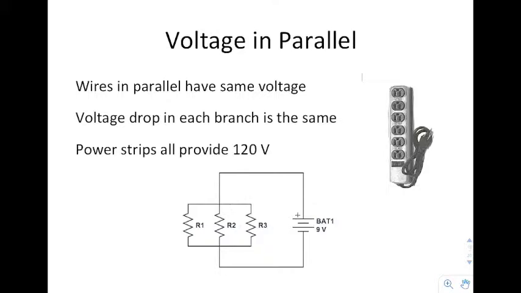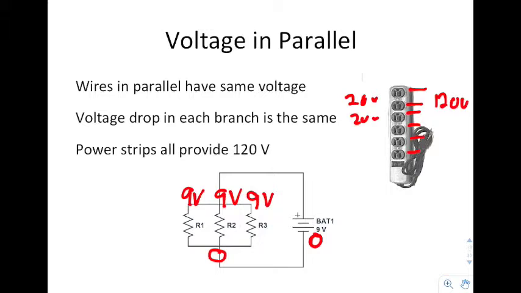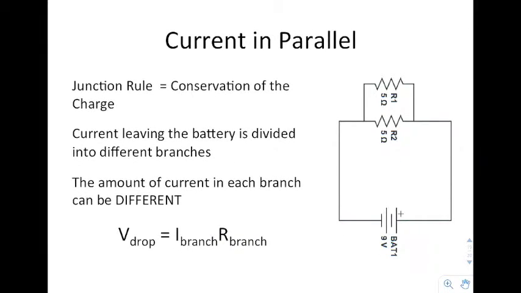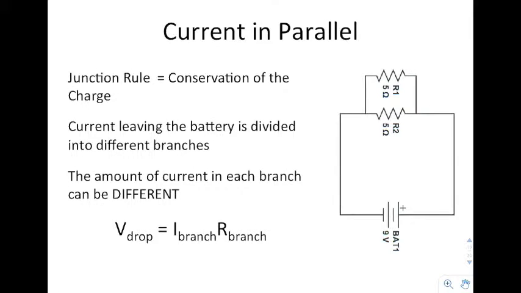So in other words, because I have 9 volts here, I have 9 volts here, 9 volts here, and 9 volts here, all of them have to be 0 at the end because the other end of the battery has to be 0. So because of that, each one of these plugs provides 120 volts, not 20 volts each dividing the 120 volts up. That is not the case. It's 120 volts each.